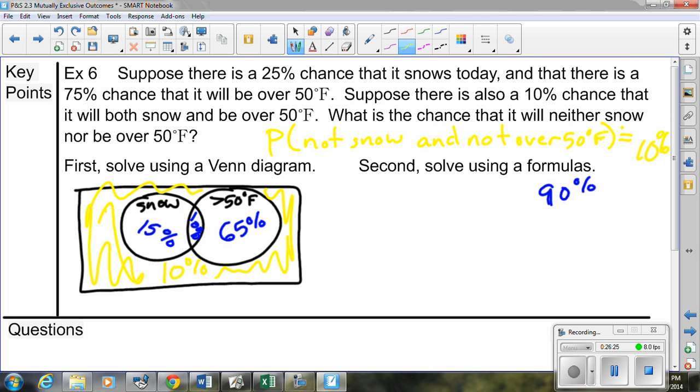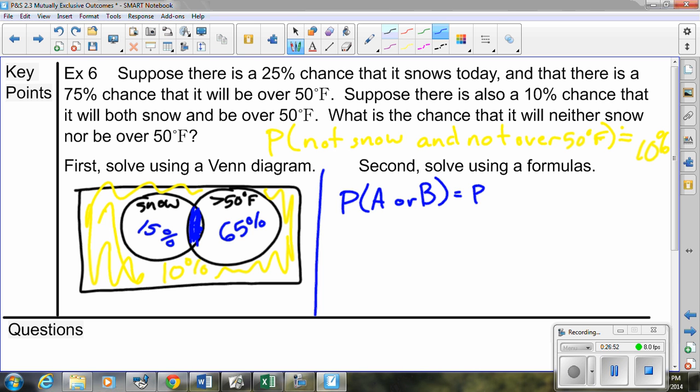Some people don't like working with Venn diagrams. That's why we also have our formula. But we have to make sure that we're using the correct formula. Were these mutually exclusive events or not? Yeah, we had the overlap. Because we had the overlap, they're not mutually exclusive, which tells us that we need to use this formula. Probability of A or B, probability of A plus the probability of B, subtract off the probability of both.